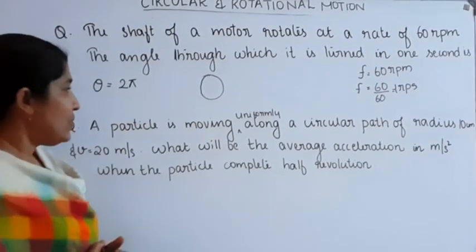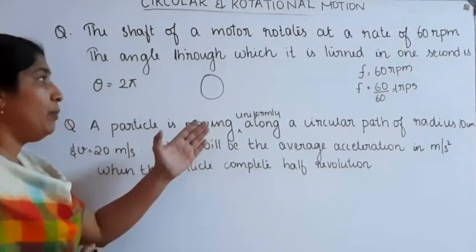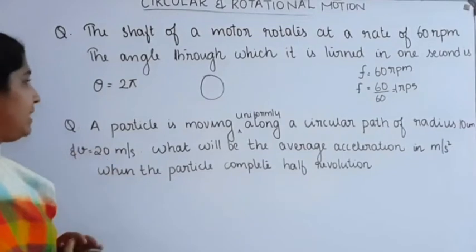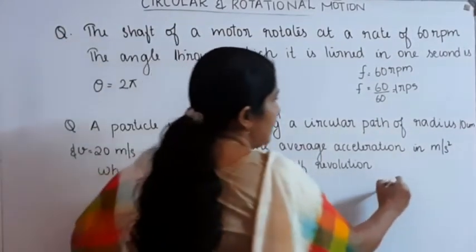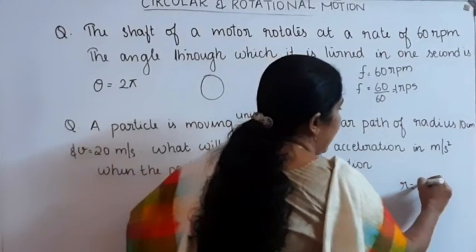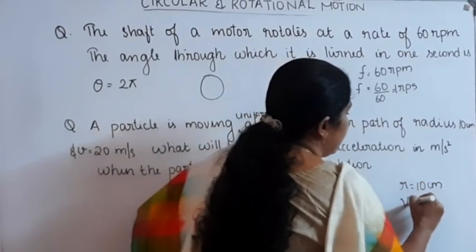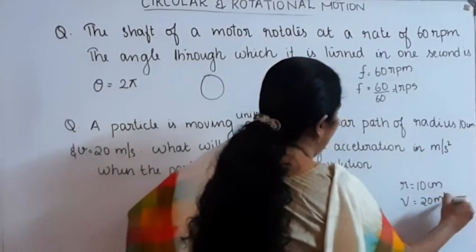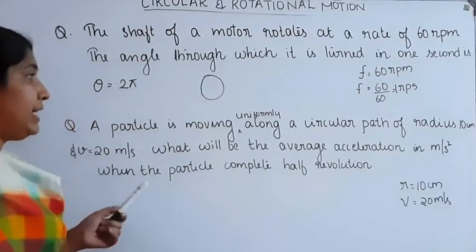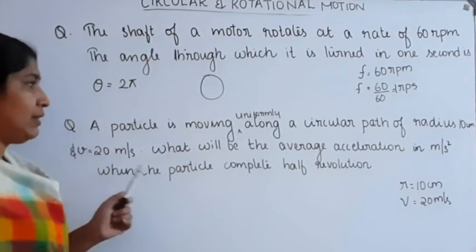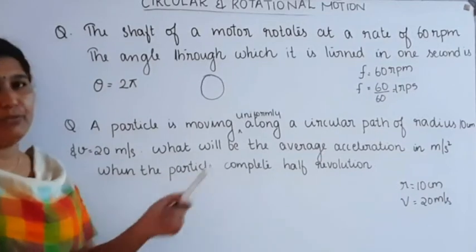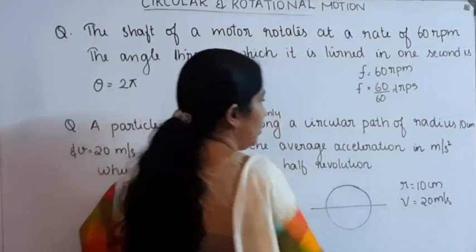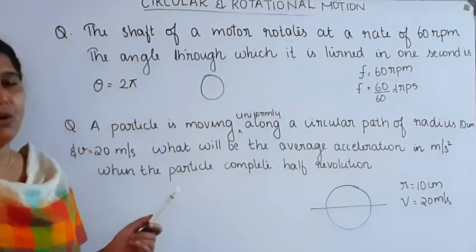Okay. Our next question. A particle is moving uniformly along a circular path of radius 10 cm and uniform speed 20 meter per second. Radius r is equal to 10 cm and uniform speed v is equal to 20 meter per second. What will be the average acceleration in meter per second square when the particle completes half the revolution?